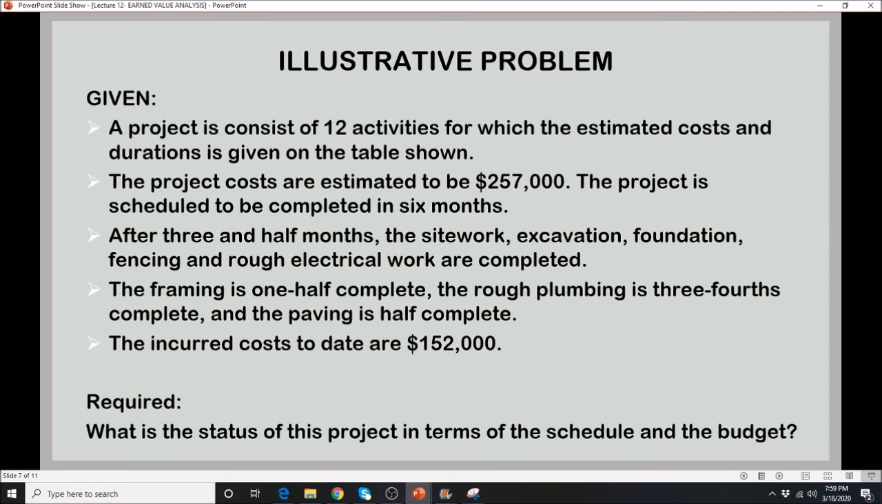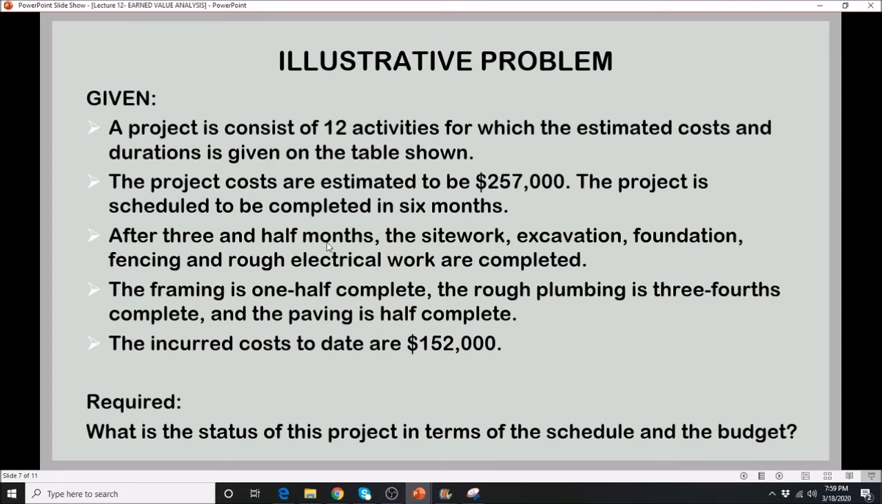Okay, we're given a project that consists of 12 activities, for which the estimated cost and the duration are given in the table that follows on this slide. The project costs are estimated to be $257,000. The project is scheduled to be completed in 6 months. So that value, 257, that is the BCAC. This one here, the 257,000.